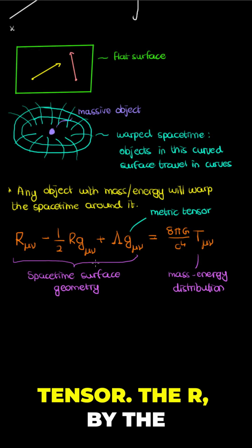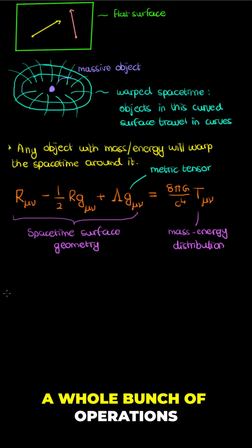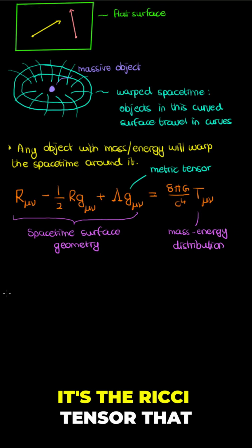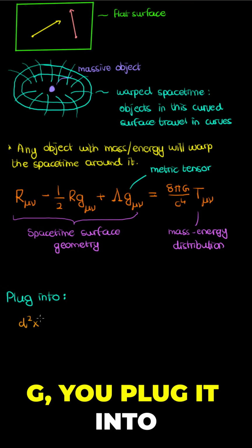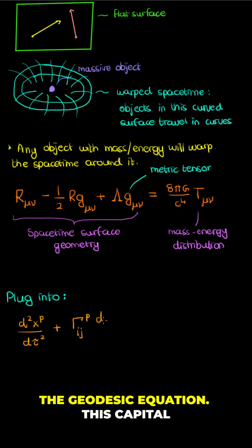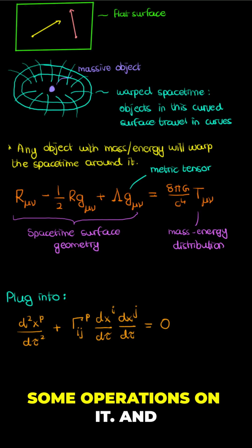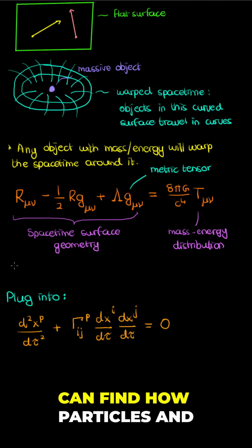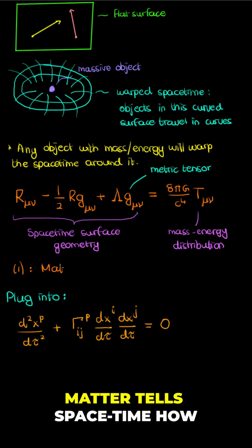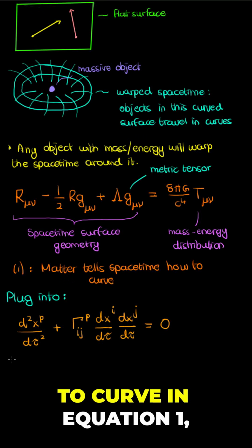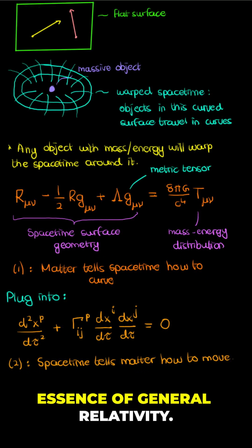The R, by the way, is found from taking the metric tensor and doing a whole bunch of operations on it, like derivatives, etc. It's the Ricci tensor that you can directly calculate from g. And once you find g, you plug it into the geodesic equation. This capital gamma is also calculated from the metric tensor by doing some operations on it. And with your geodesic equation, you can find how particles and light will move on your curved space-time surface. So matter tells space-time how to curve in equation 1, and the curved space-time tells matter how to move in equation 2. That's the essence of general relativity.